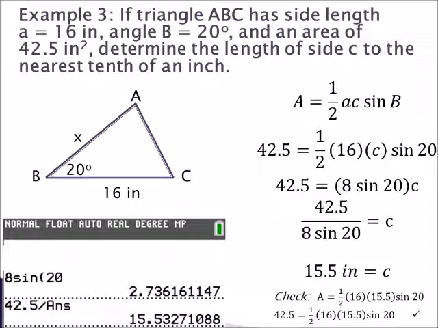In order to check your work, simply substitute your values back into the equation, and you will get 42.5 is indeed equivalent to 1/2 times 16 times 15.5 times the sine of 20. And again, be sure your calculator is in degrees.